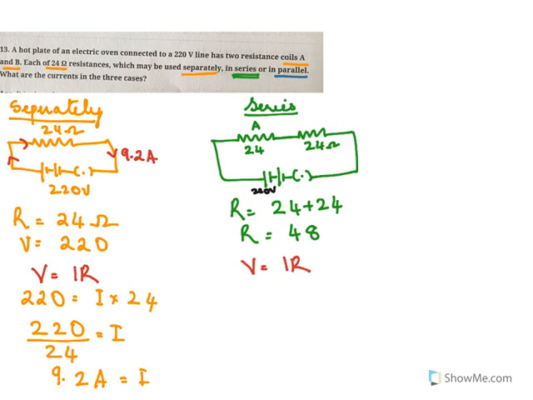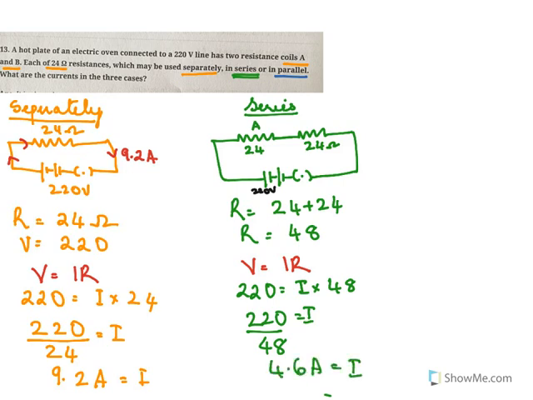So we have V equal to IR, and V is 220. I we do not know, and the resistance is 48. So the current here is 220 over 48, and that works out to be 4.6 amperes. So in this case, when they're connected in series, the current flowing now becomes 4.6 amperes.